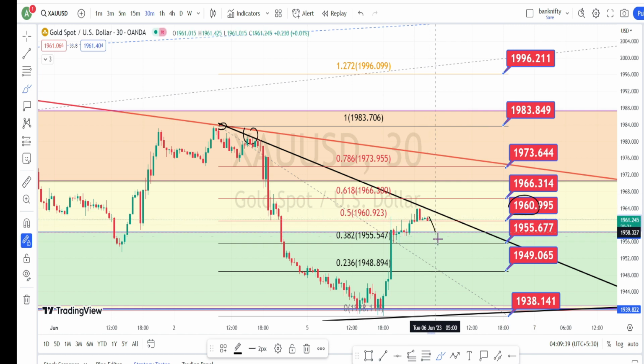Once the price action breaks this support level, the next level of support is going to be around 1955, 1949 and 1938. And if the price action manages to break this resistance line of the hourly time frame, the next level of resistance is going to be around 1966, 1973, 1983 and 1996.